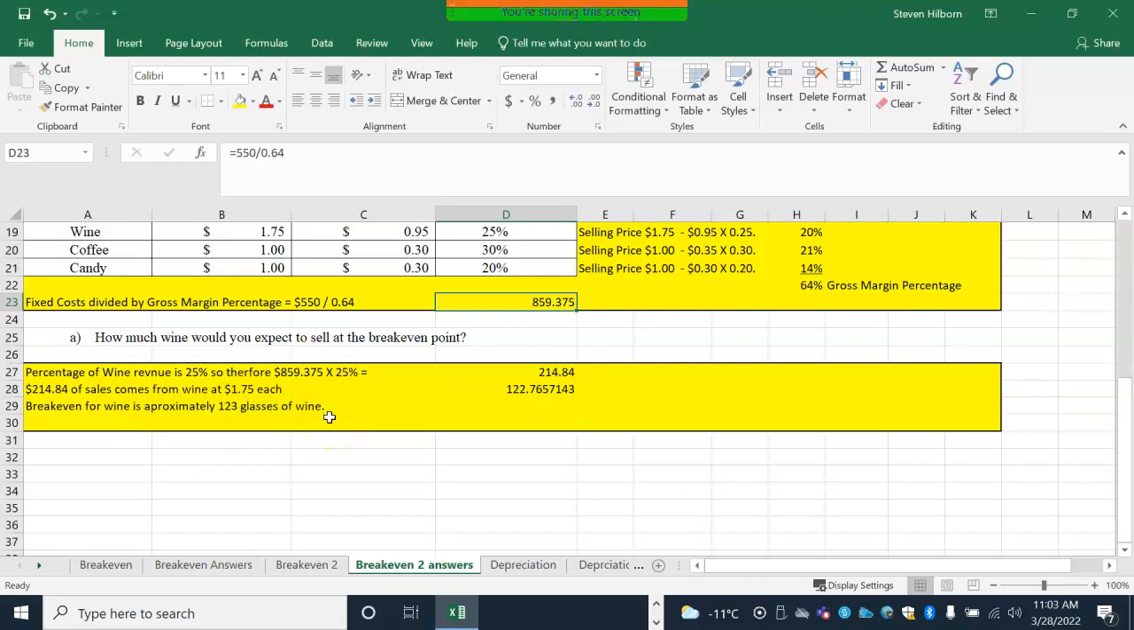If you know your wine's 5 ounces, then you know how many bottles you need and so on and so forth. Now, this is just for break even. This is not for the actual sales. Hopefully you sell much more than this and you make some money.